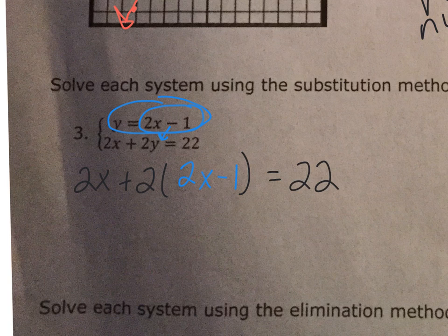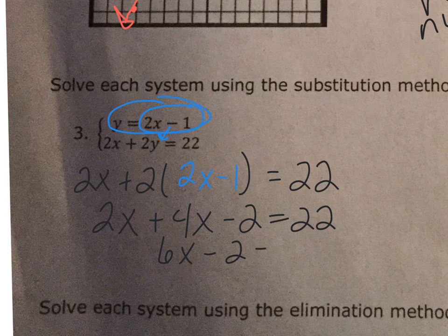Okay, now I'm just going to distribute and solve for x. So that gives me 2x plus 4x minus 2 equals 22. Combine like terms.